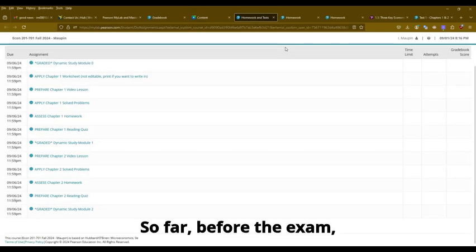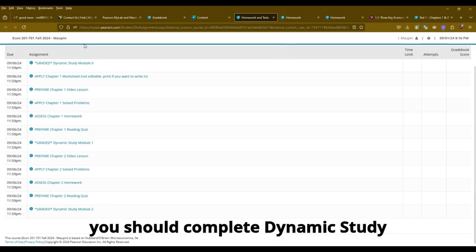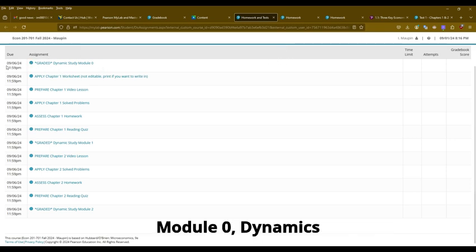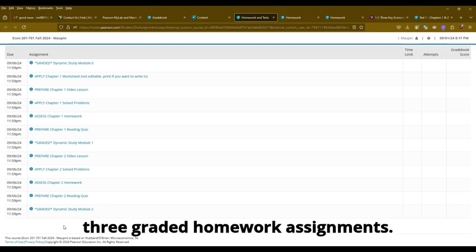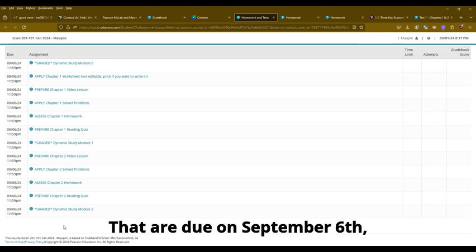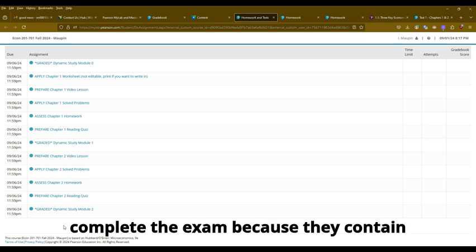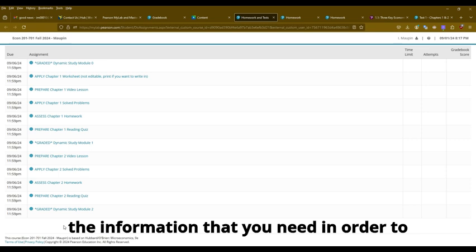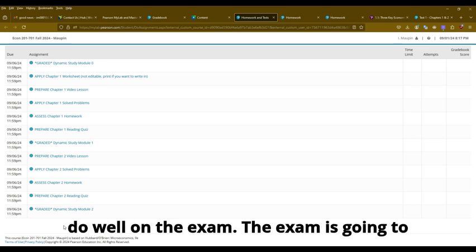Taking a look at what we have so far, before the exam, you should complete Dynamic Study Module 0, Dynamic Study Module 1, and Module 2 as well. Those are the 3 graded homework assignments that are due on September 6th. So get those done before you complete the exam, because they contain the information that you need in order to do well on the exam.